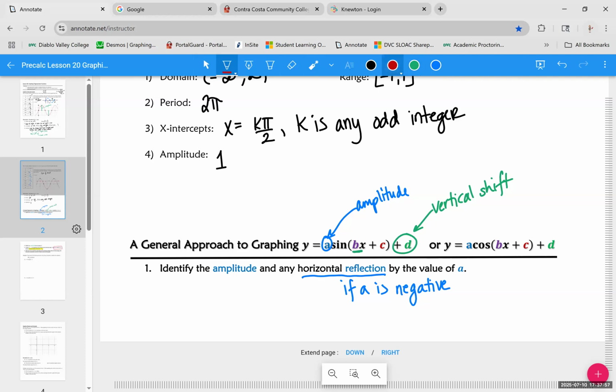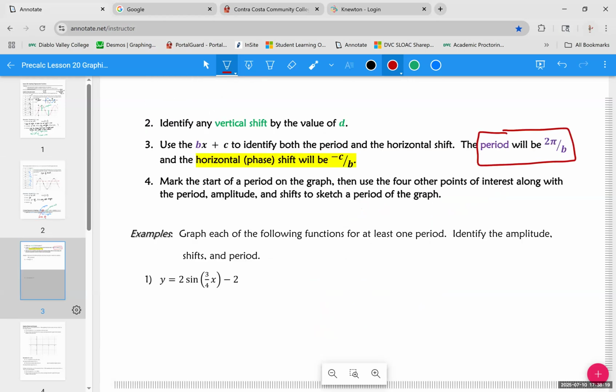The period for both sine and cosine will be 2 pi, which is its standard usual period, and then you will divide that by the number in front of the x. And so that will tell you how long it will take one cycle to occur. And then the other equation we have here is the phase shift or the horizontal shift. That will be negative c over b.